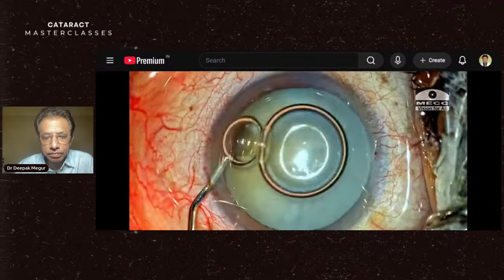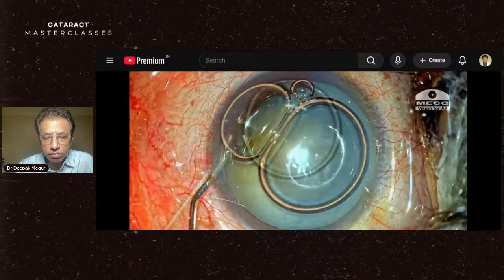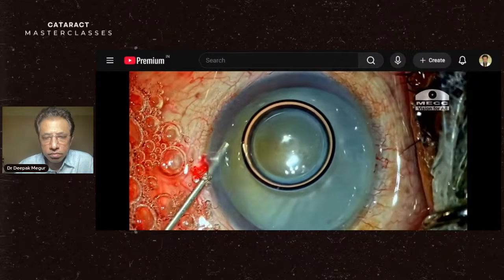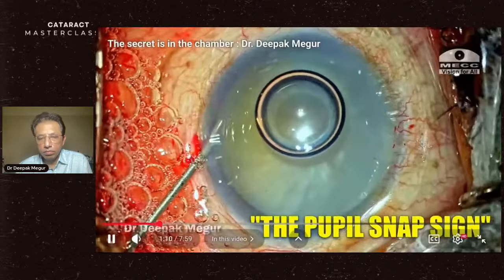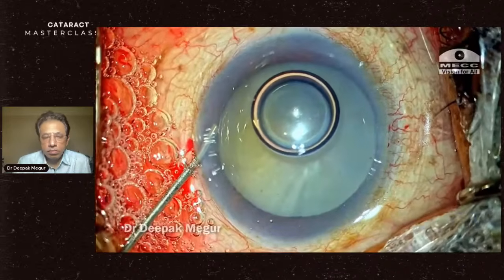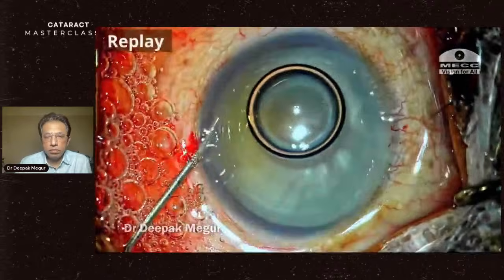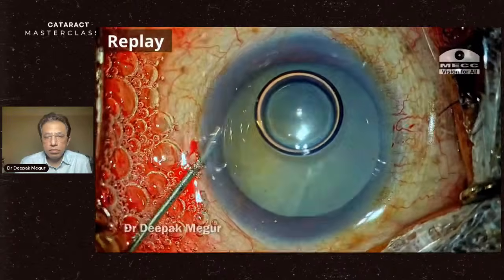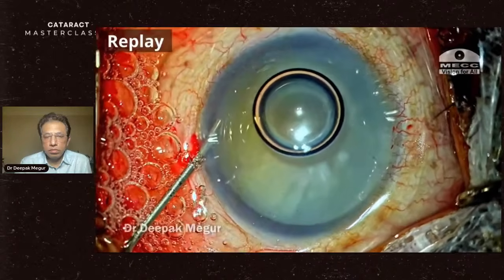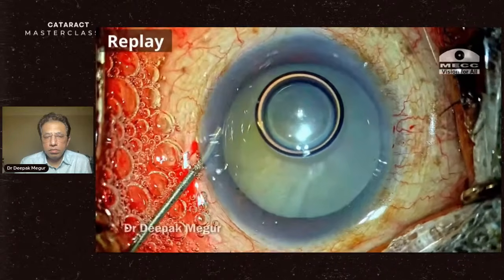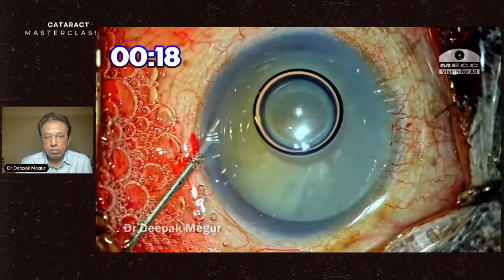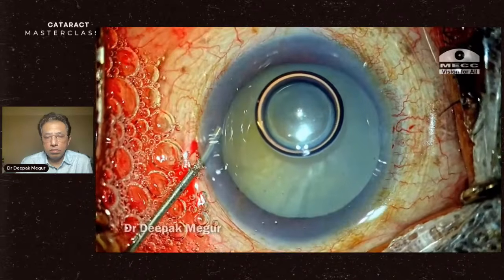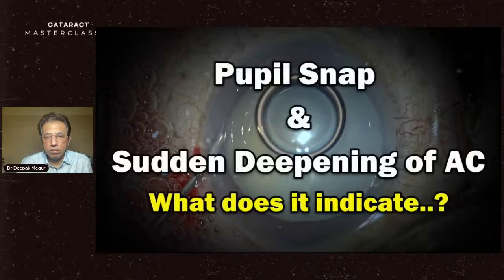Cases. A middle-aged lady with a white cataract. As the intracameral anesthetic is being pushed in, there's a momentary deepening of the chamber and we see a pupil snap sign. Mind you, we are seeing this at a stage where the anterior capsule is not even touched. It's easier to appreciate this phenomenon on a video review with multiple rewinds, but it can easily be missed during a live surgical event as it happens so suddenly and is transient.